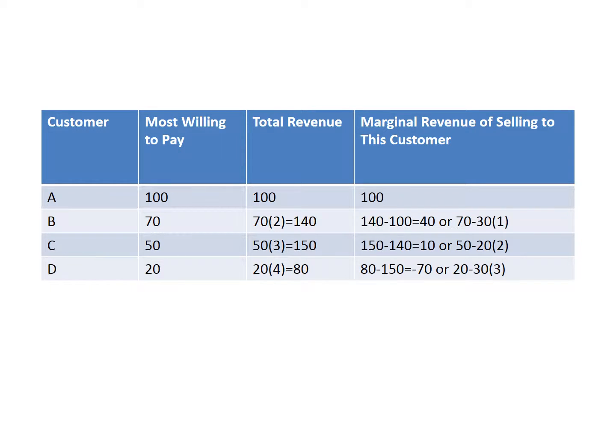So again, you sell 1 product, you sell it for $100, and you bring in $100 of revenue. You sell 2 products, you sell them for $70 each, you bring in $140 of revenue. So that means your extra revenue, your marginal revenue from selling the second product is $40. Why is that different from $70? Let's go through what's happening. Why is marginal revenue $40 and not $70?